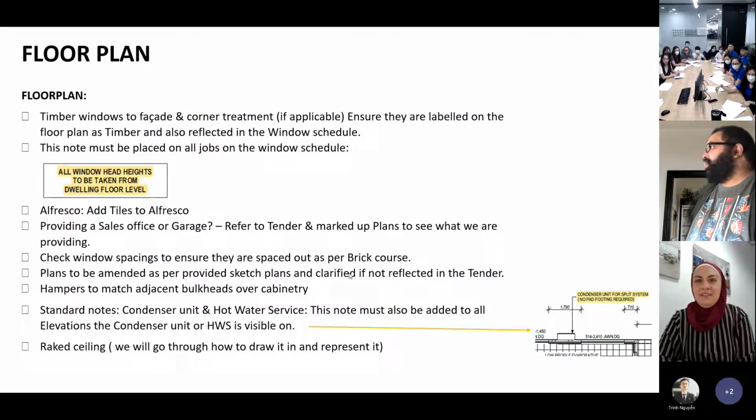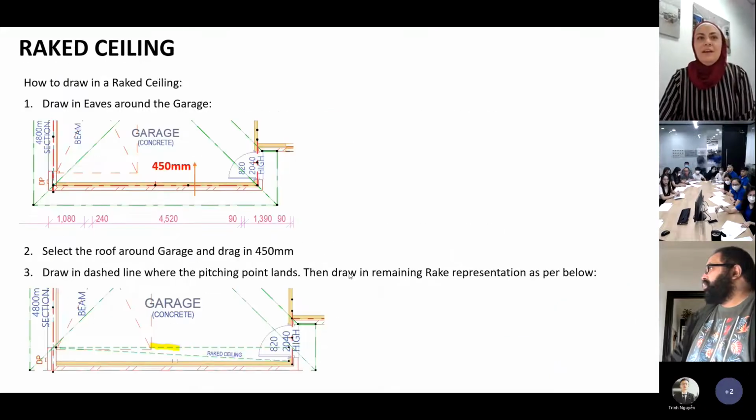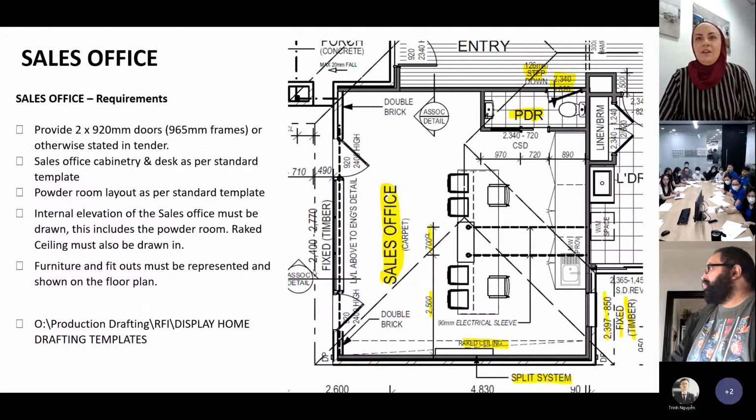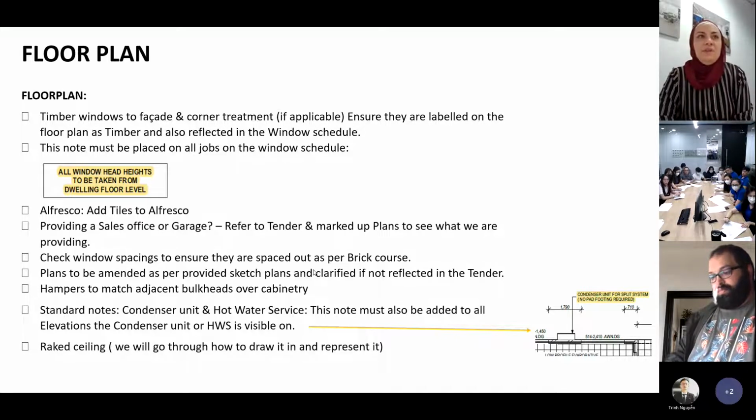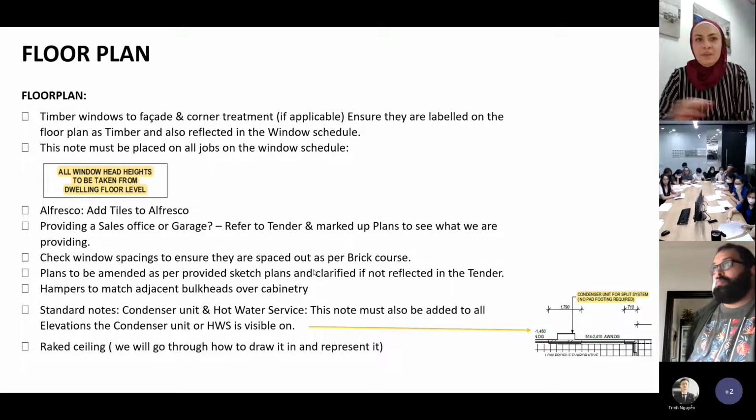Awesome. Cool. So we'll move on now to the actual floor plan. I'll show you an example, but for now we'll just go through these dot points. The floor plan is pretty straightforward. There's just little bits and pieces that we do need to show. So the first item is the timber windows to the facade and corner treatment if applicable. Ensure they are labelled on the floor plan as timber and also reflected in the window schedule.